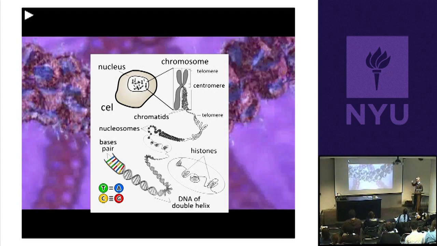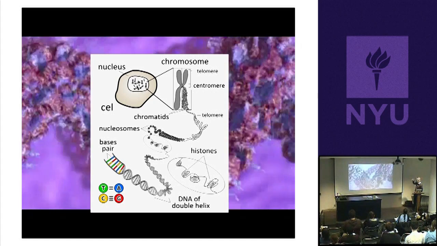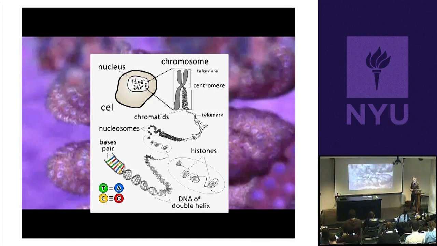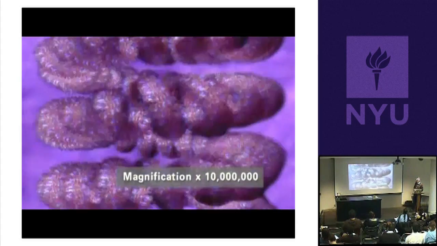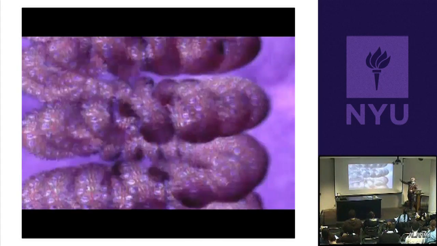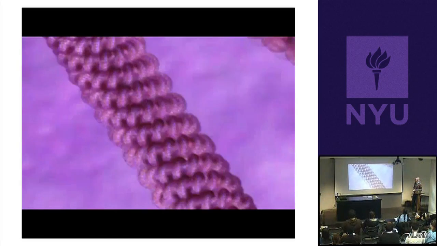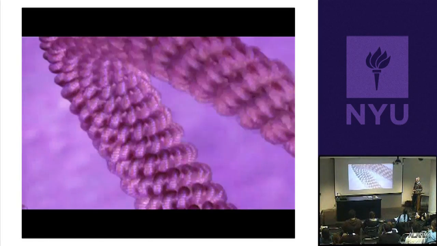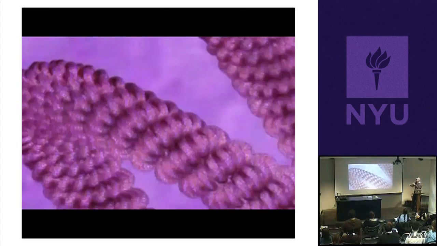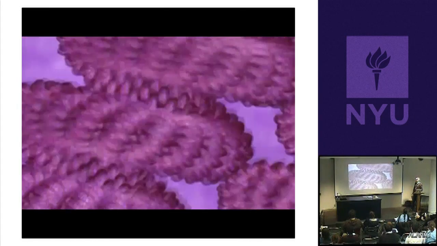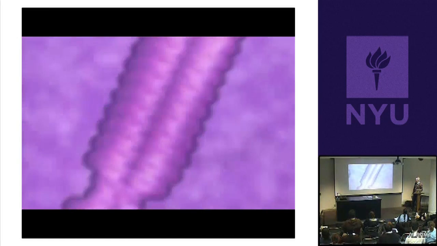And then that compacts even further and further. Now it looks like a telephone cord wrapped on itself. So you get this coiled structure. And that's ultimately what gives shape to chromosomes inside of a cell.